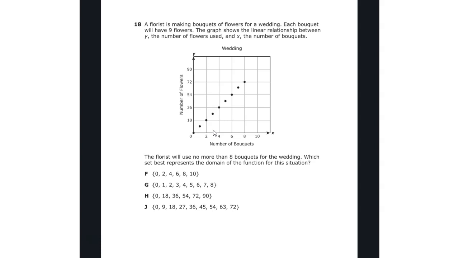So the domain is all the possible x values. So here it will be the possible numbers of bouquets. So we're told the maximum is 8. Anything that has values more than 8, we trash them. And here we have some choices. We have a decision to make between F and G. So the reason why F is not good is because it ignores odd numbers, and we need to have odd numbers here because there's nothing specifically limiting us to even numbers in the question. So G is going to be your best answer.